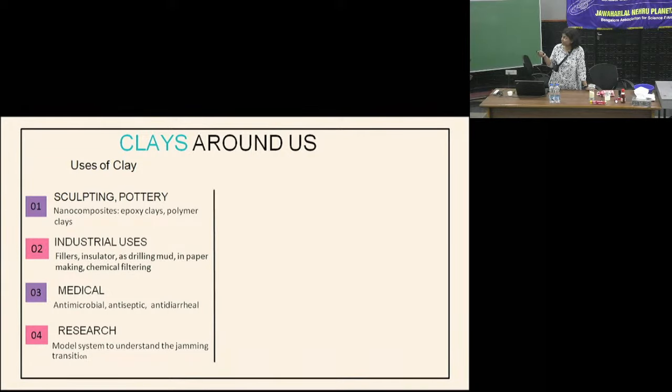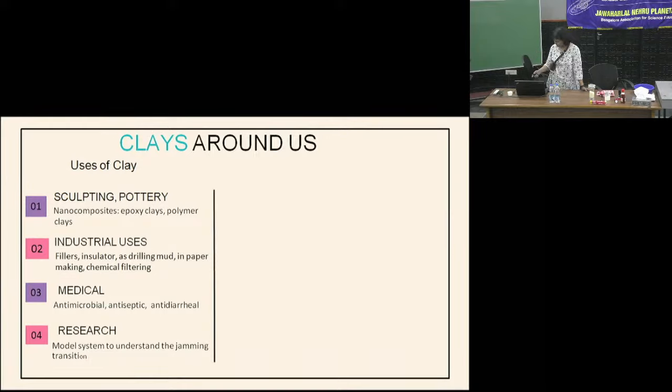It's used in spark plugs. It is used in drilling mud as a lubricant. It is also used in paper making. The sheen that you see on the surfaces of paper is because of a very thin layer of clay that they put just to enhance the appearance of the paper. It's also used in chemical filtration. In the filtration candles that you have, they put clay because it absorbs a lot of muck. It's a very good absorbent. It also has medical uses. For instance, being a very good absorbent, it's used to absorb microbes and bacteria. It's also used for diarrhea.